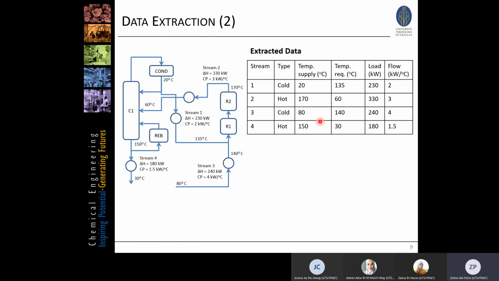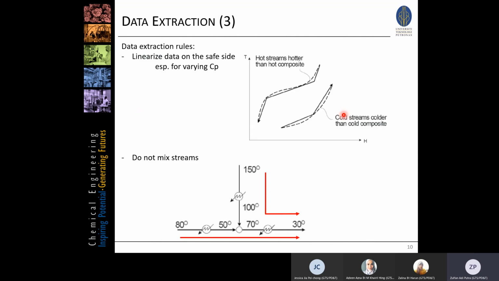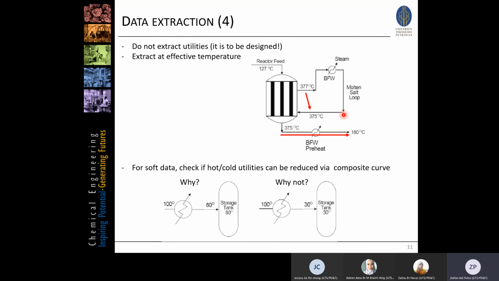The same goes for the other streams as well: 170 to 60, 170 to 60, 80 to 140, 80 to 140, 150 to 30. So we know the loads, and then we can calculate the flow. This is the Excel sheet that KBR is sharing with us. These data extractions, I will just skip for the time being.